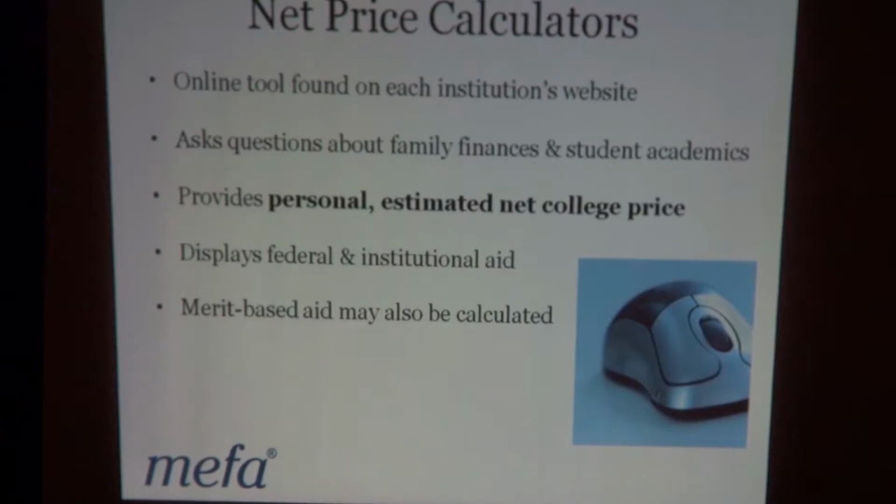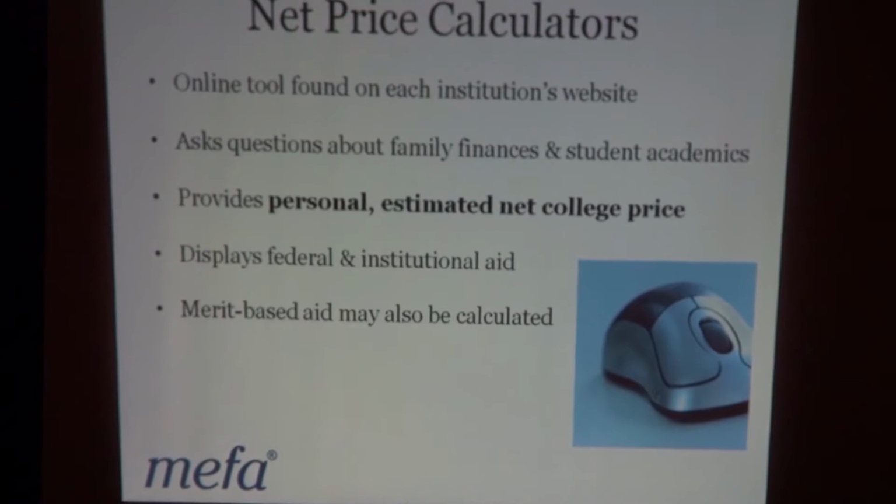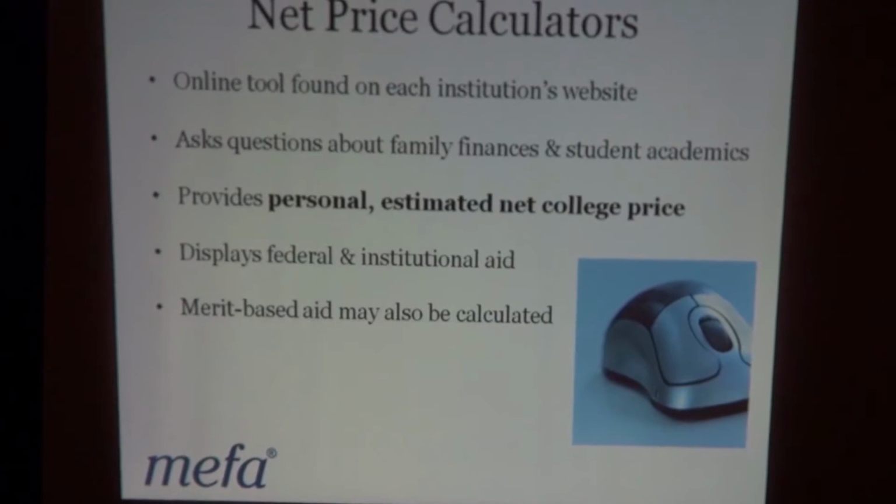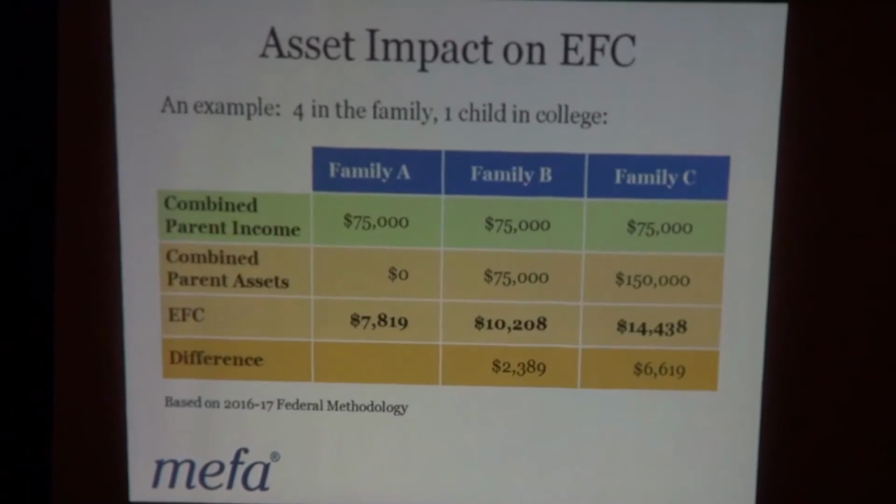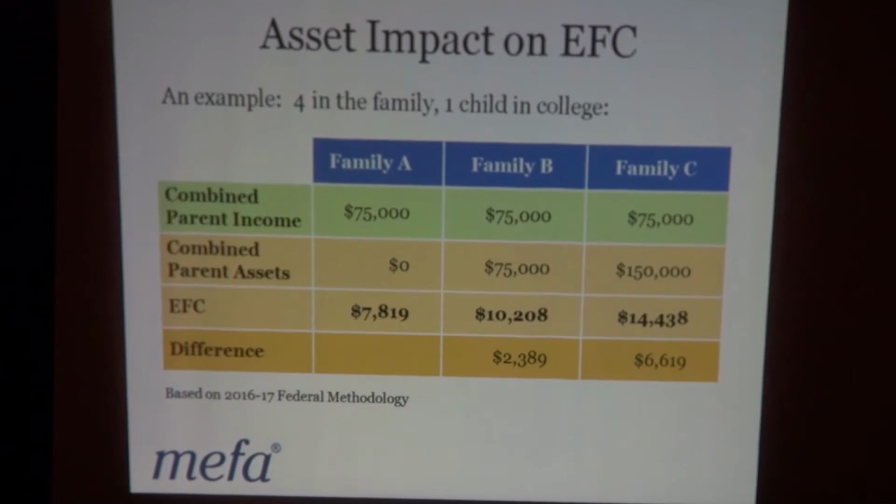So I just talked about this slide, I forgot that it was coming right behind the other one, so we're just going to skip right over that. The next two slides are talking about asset impact on EFC and then income impact on EFC. And really, what these two slides point out is just the fact that this is an income-driven formula. And so this just highlights that.